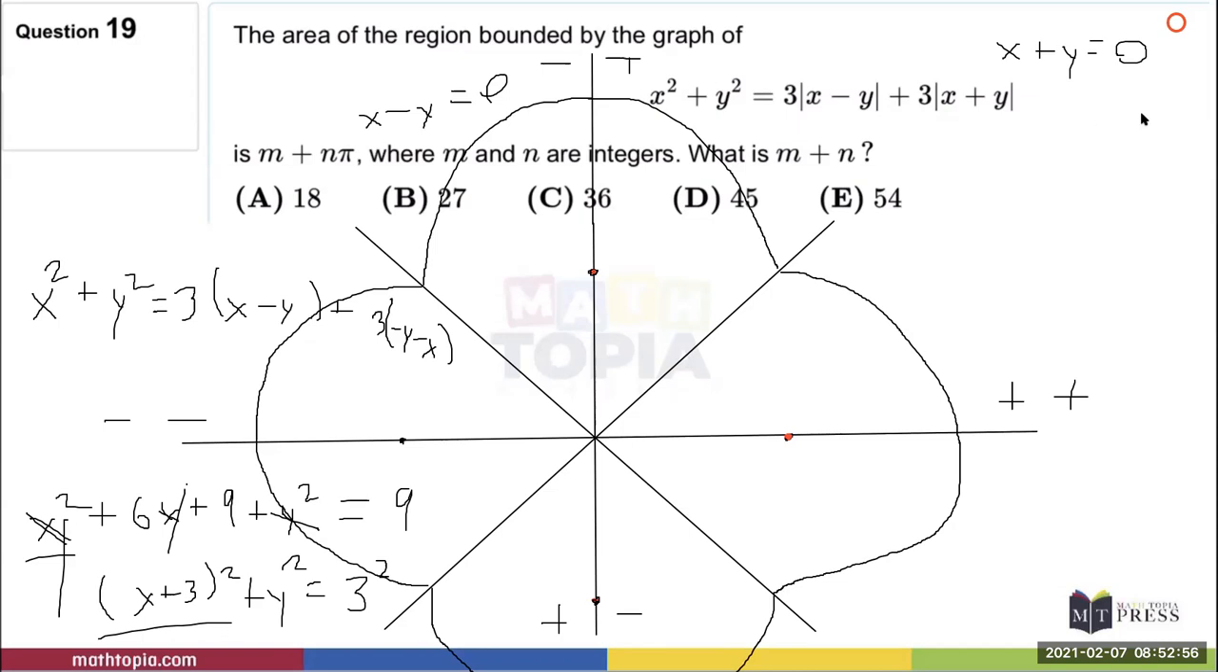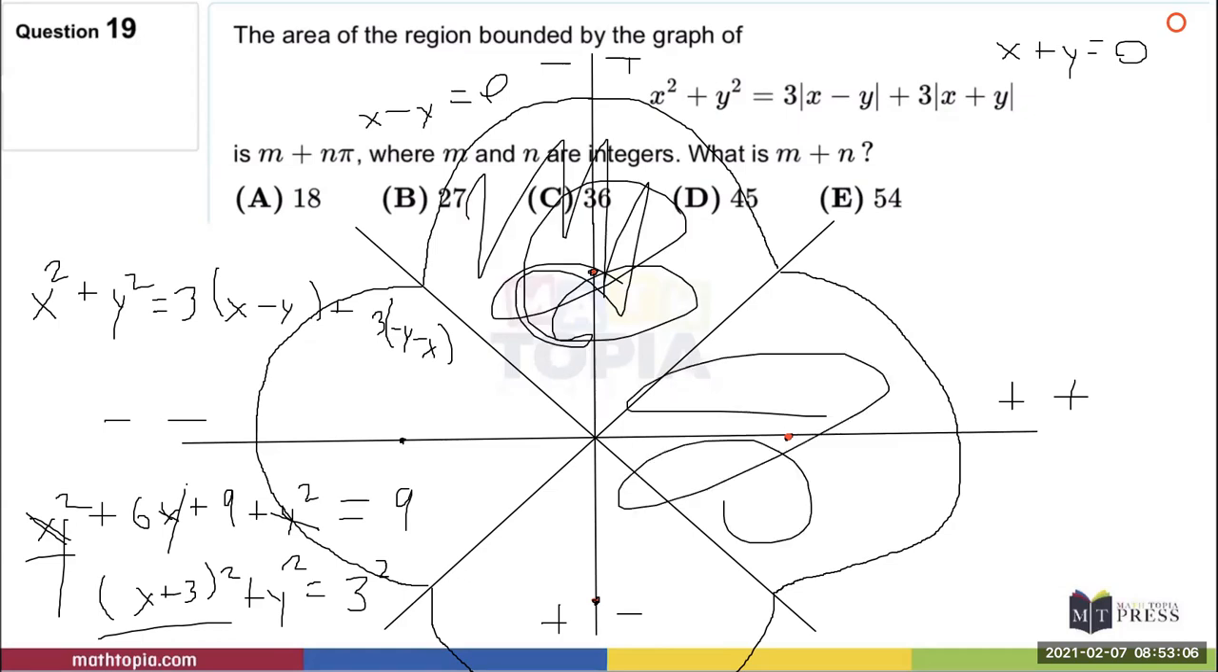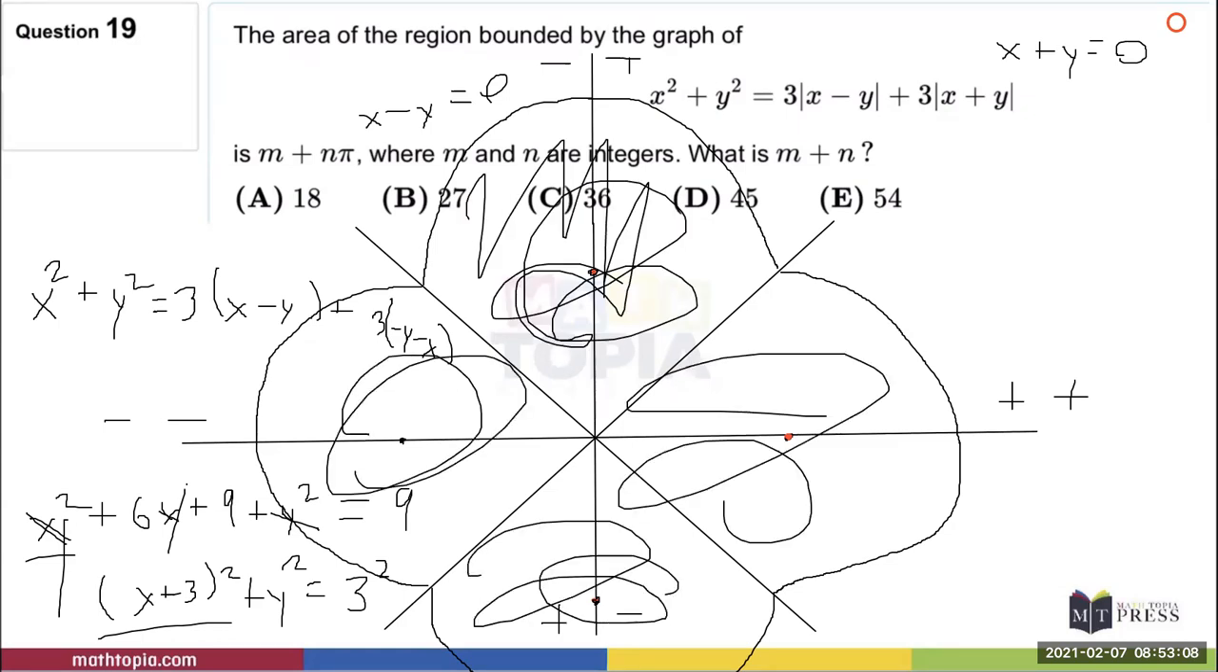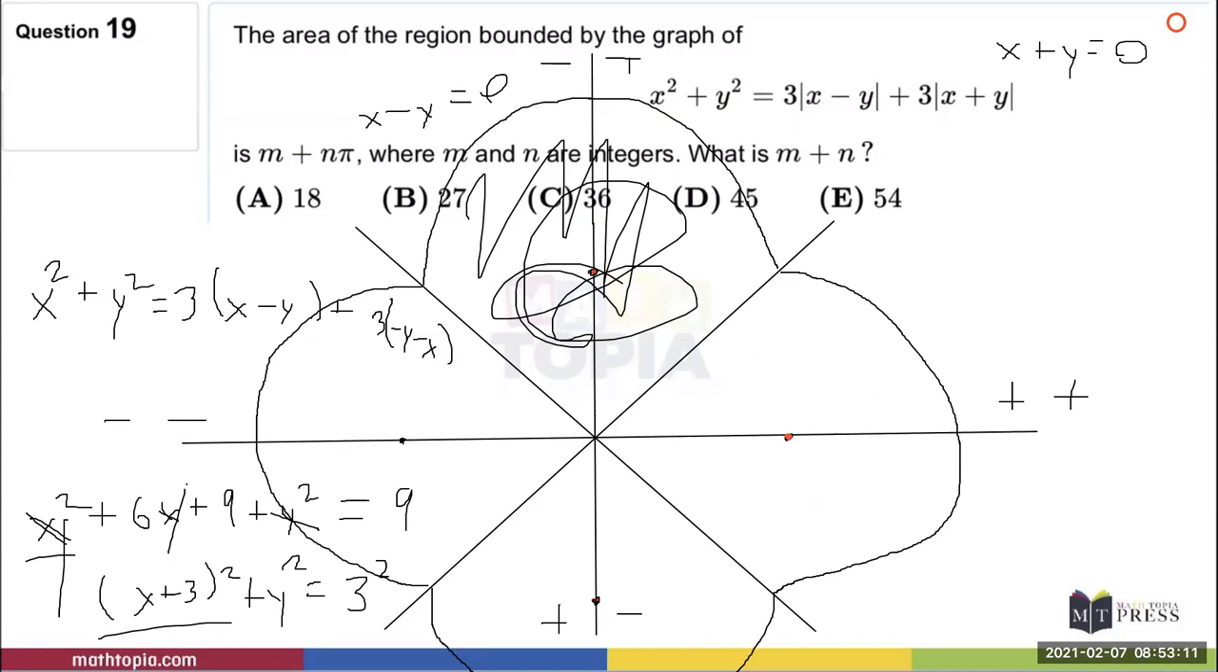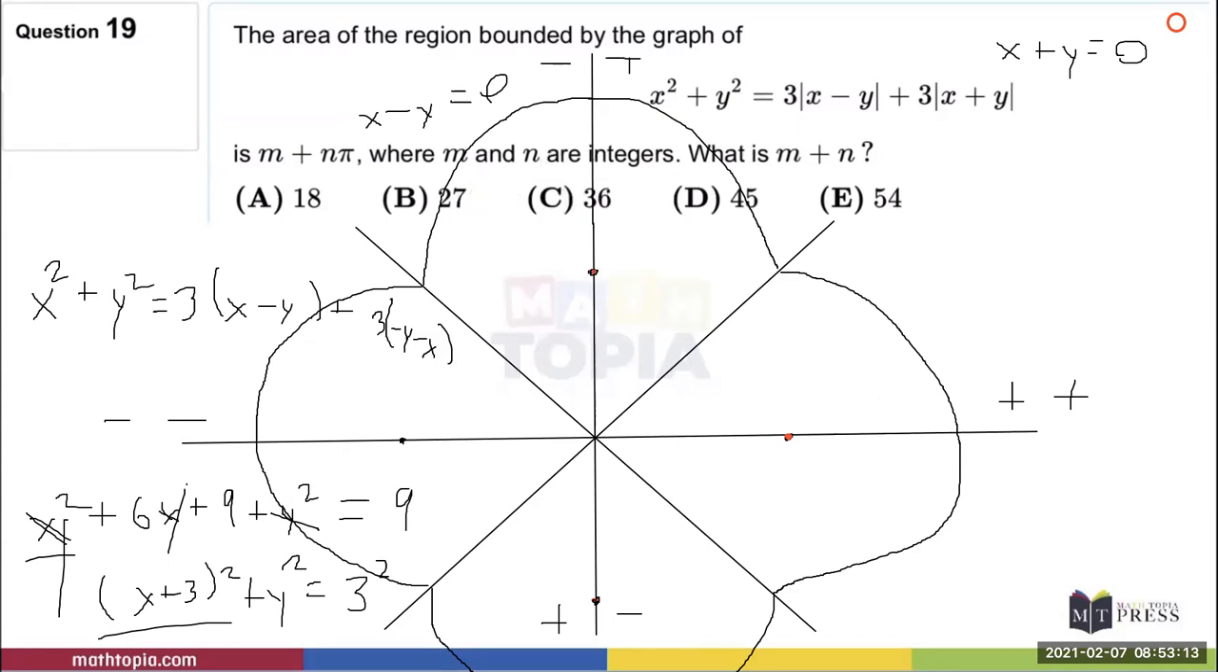So we have this sort of four-leaf clover shape, and we have to find the area of it. And what I realized is that all four of these, let's call them shape A, B, C, D, all four of those shapes have the exact same area. So I'm just going to find the area of this shape, which I'm going to outline in red. So let's find the area of this shape, right?